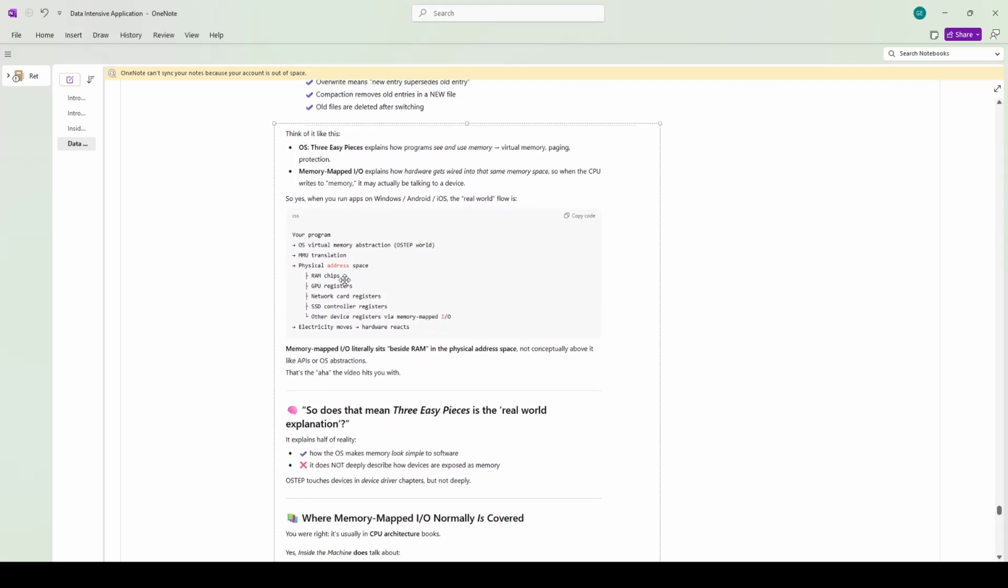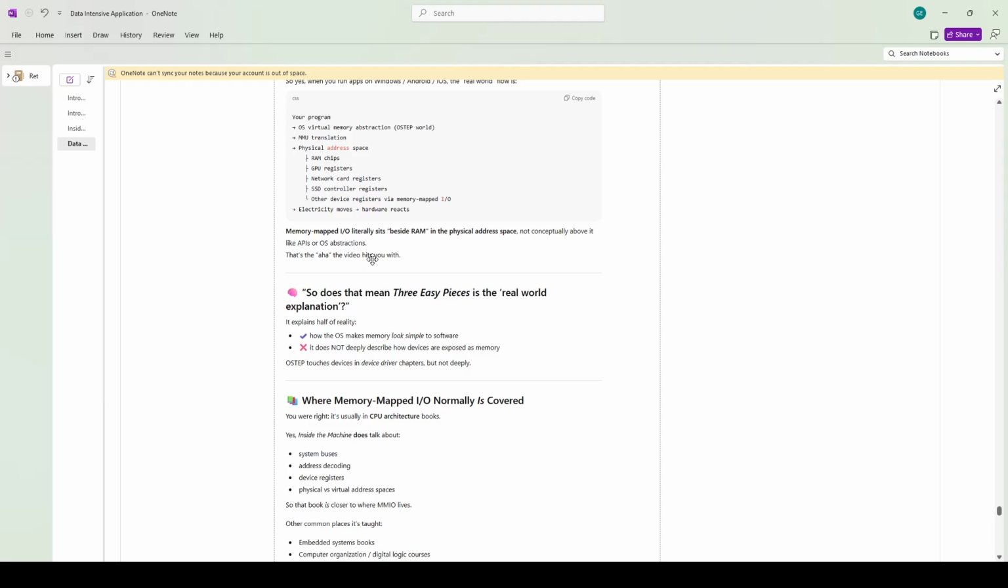So your program goes through the OS virtual memory abstraction, then MMU translation, then the physical address space. We have RAM chips, GPU registers, network card registers, SSD controller registers, and other device registers via memory-mapped IO. And then after that, there's another abstraction, which is electrical modes, and then the hardware reacts.